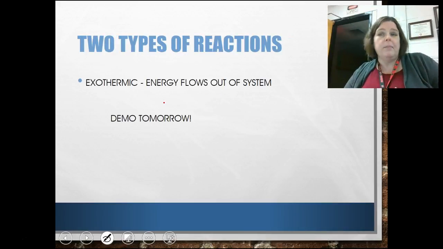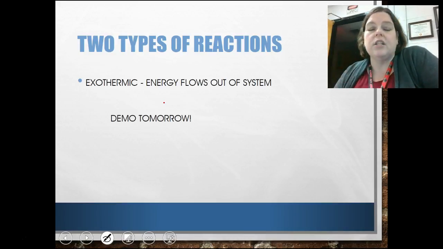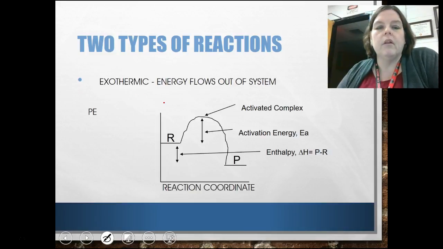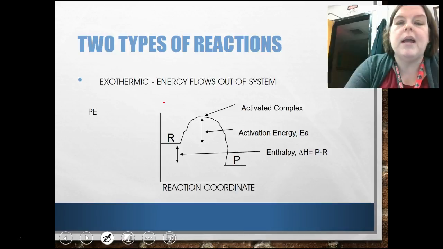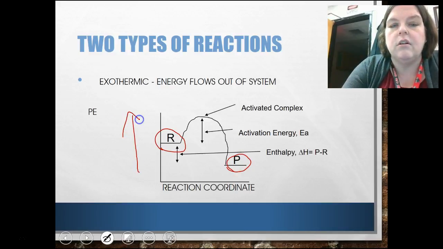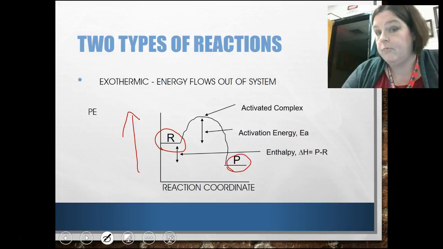So 2 types of reactions. Let's go back to the enthalpy part because we're back to reactions, which is our bread and butter. There are 2 types of reactions. The first one is exothermic. Energy is flowing out of the system. It's going out. So we will probably demo it at some point in the next 2 weeks. So what do we know? We know that we have reactants here and products here. Notice the reactants, and this is energy. So over here, this is your increasing energy. So reactants have higher energy than the products, all right?